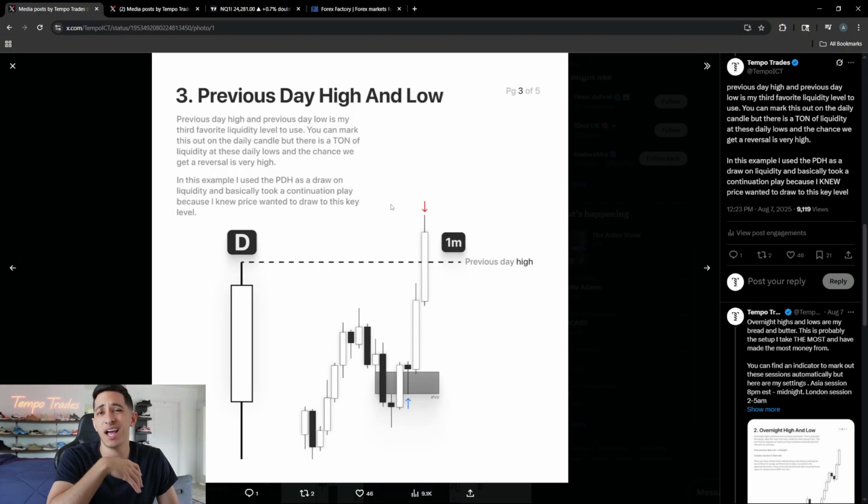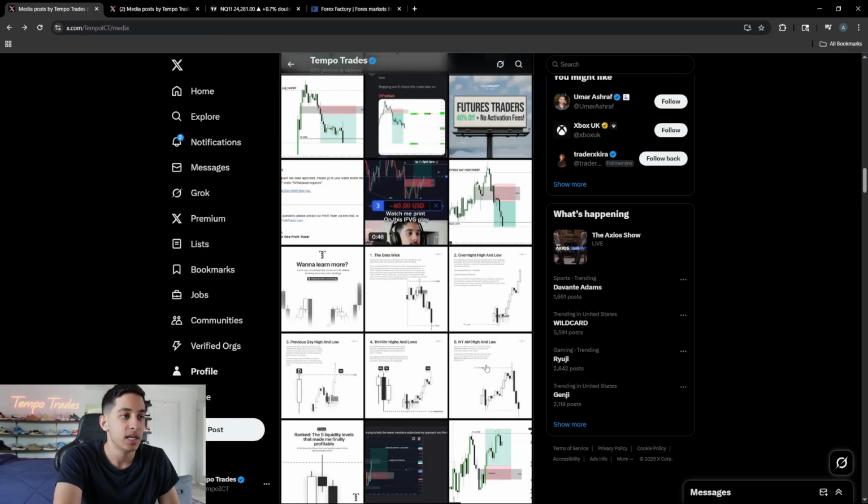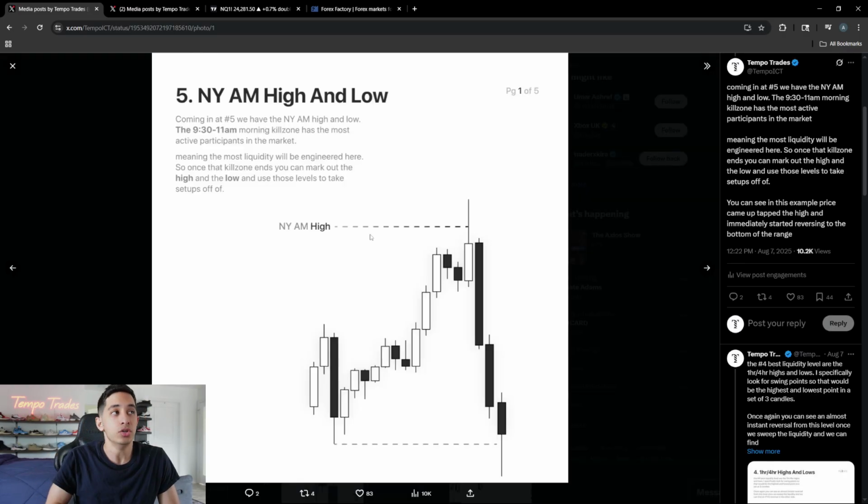We have previous day high and low, very good. Very strong liquidity level, but we don't get this every single day. We have the 1 hour and 4 hour high and low. Happens every single day, but not as consistent as some of the ones higher up on the list. And then we have my least favorite, the New York AM high and low. This is mainly for PM traders. I usually don't take this setup, but I put it on here.